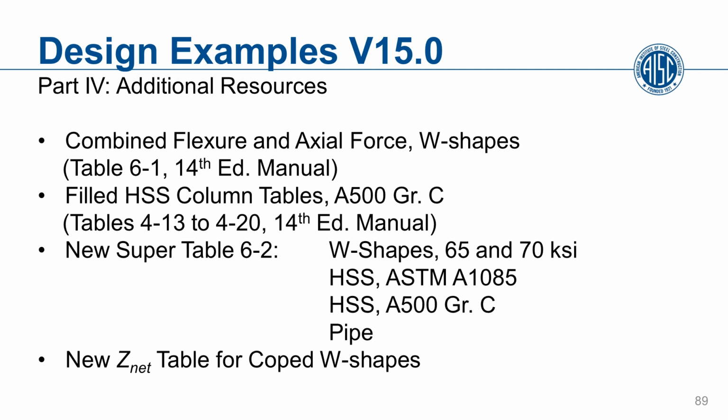The new super tables that were not included in the manual for W shapes for 65 and 70 KSI members, HSS members, ASTM A1085 members, HSS A500 grade C, and pipe members will be on the resource page. And the new Z-net table for coped W shapes are going to be on the resource page. This will all be available by the end of the year on AISC's website.